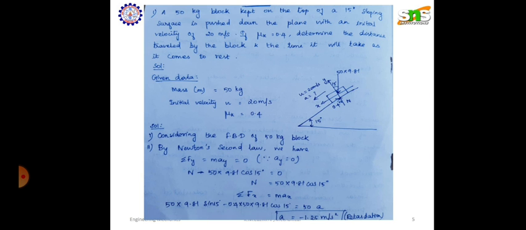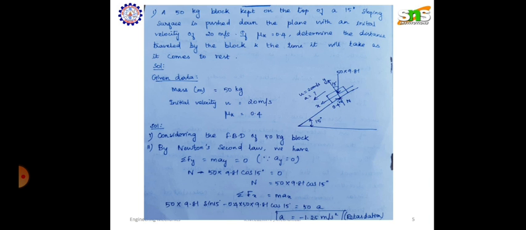Another problem: a 50 kg block kept on the top of a 15-degree sloping surface is pushed down the plane with the initial velocity of 20 meter per second. If the kinetic friction mu k is equal to 0.4, determine the distance traveled by the block and the time it will take as it comes to rest.